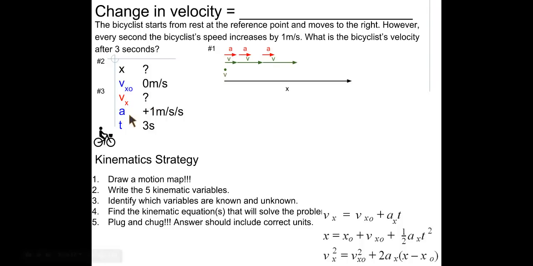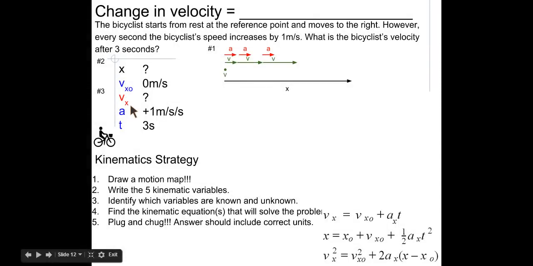The acceleration, now this is a little tricky because it says the bicyclist's speed increases by 1 meter per second every second. So that's the definition of acceleration. How much does the velocity change? The velocity changes 1 meter per second every second. So that's the acceleration or the change in velocity. Finally, t, the time, is 3 seconds. So the three blue things that are highlighted there, the initial velocity, the acceleration, and the time, are the things we know. They're given to us in the problem, or we can figure them out from the problem.